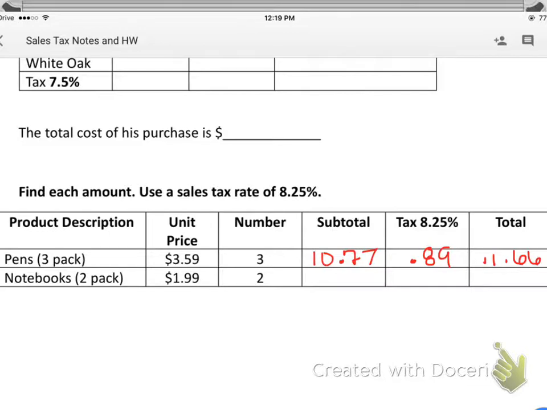All right, then we're going to look at the notebooks. So the notebooks, we have $1.99 per notebook. So if we have 2 of those, our total cost is going to be $3.98. But that's not how much we pay. We also pay taxes, except on tax-free weekend. Then you don't have to, then it's just $3.98. But every other weekend you have taxes. So we have 3.98 times 0.0825 gives us 0.33. So our total would be, we add these together, and we get 4.31.